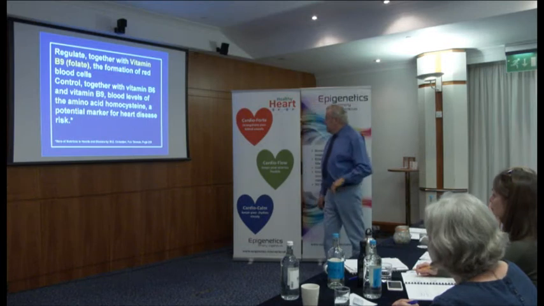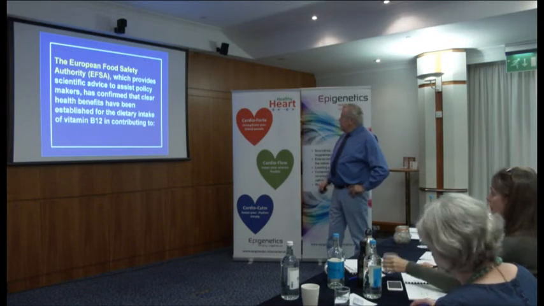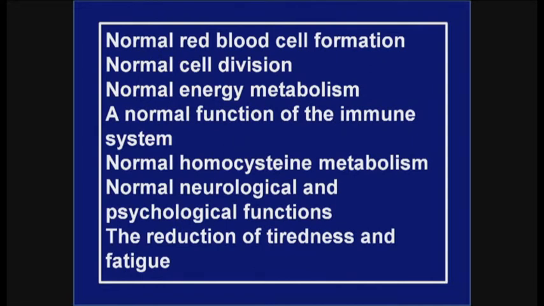So megaloblastic anemia can be from low folate or low B12, but the neurological symptoms are B12. So there is that risk that if a person has a megaloblastic anemia and is given folic acid, they may actually end up with neurological problems, because it's only the B12 which solves the neurological part. So you have to be careful with that. European food safety standards say that it's involved with red blood cell formation, very true, normal cell division, energy metabolism, immune system, homocysteine, neurological function, and reduction of tiredness.